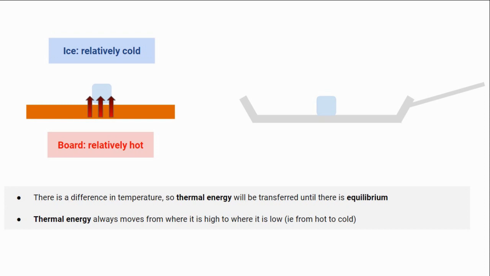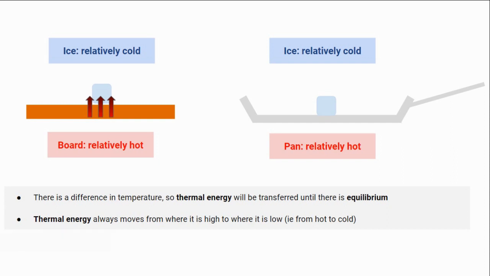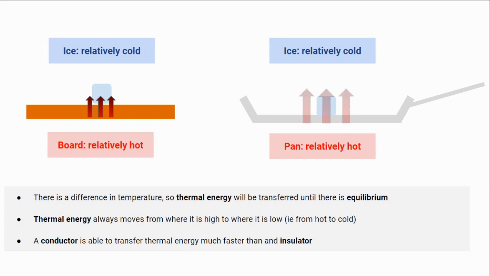The metal pan and the ice cube had that same difference in temperature. The pan was relatively hot, the ice cube was relatively cold. However, the metal pan is a good thermal conductor, so it was able to transfer thermal energy much more quickly into that ice cube. And we could see this because the ice cube started to melt almost immediately.